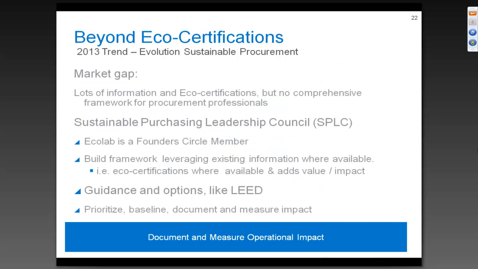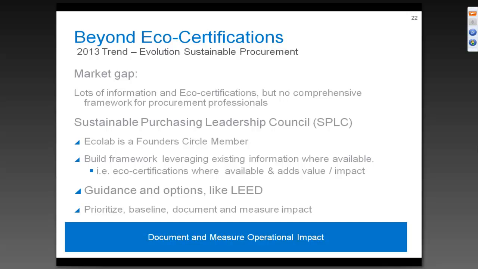And interestingly, and I'd be interested if anybody in the audience has any questions on this, we've started to see a market gap identified and some trends toward filling that. I've talked about 400-plus eco-certifications, so there's a lot of information out there, but for a procurement professional, there's no real framework. How do you connect the dots? How do you pull together all this information to make the best possible purchasing choices that will have a positive impact in improving the operation, sustainability and safety of your facility?